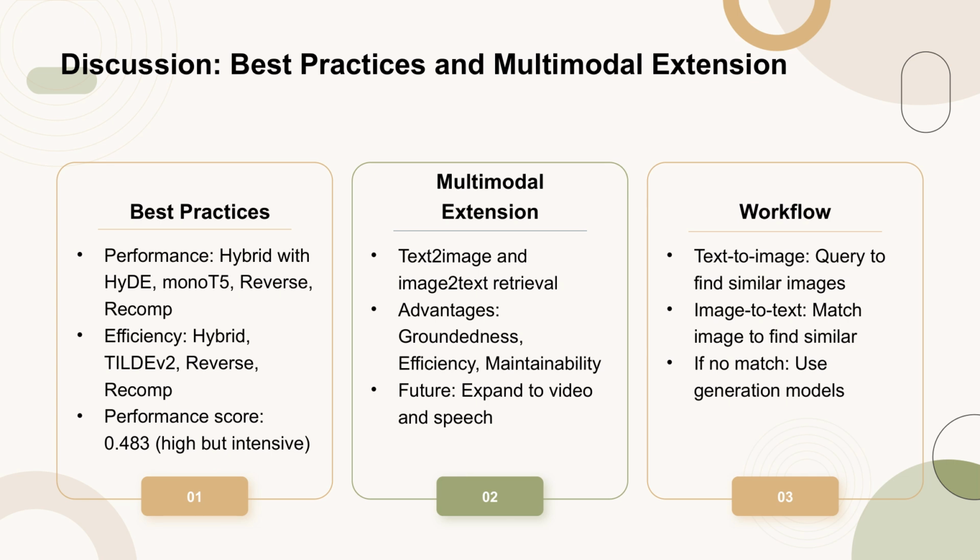Additionally, we have extended RAG to multimodal applications, incorporating text-to-image and image-to-text retrieval capabilities. This extension offers advantages such as groundedness, efficiency, and maintainability. The workflow involves using text queries to find similar images and matching user-provided images to find similar ones, with generation models employed if no matches are found. Future plans include expanding this strategy to other modalities like video and speech.